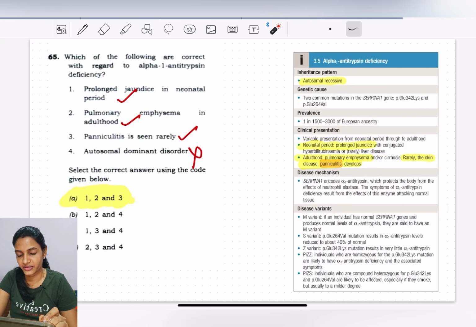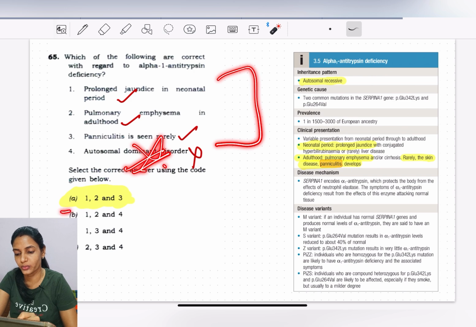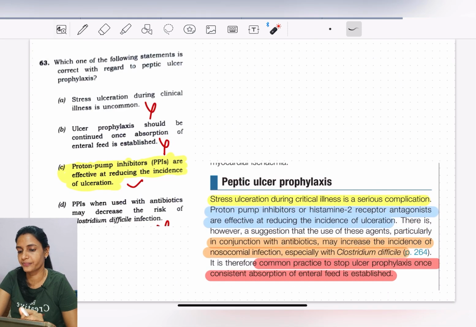Alpha-1 antitrypsin deficiency, we all know it's autosomal recessive, and the clinical presentation is neonatal prolonged jaundice, in adulthood pulmonary emphysema, and rarely the skin disease panniculitis develops. So all these 3 are true, it is autosomal recessive, not dominant, so 1, 2 and 3 in this case.